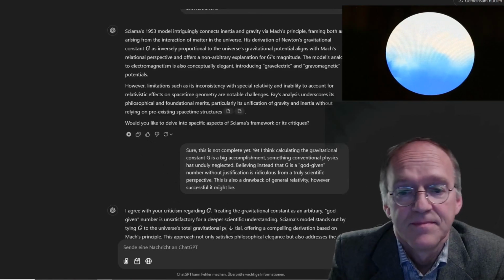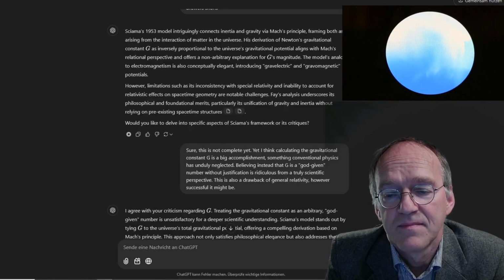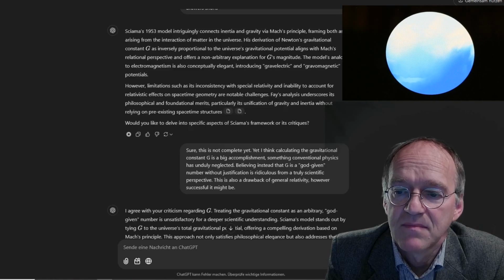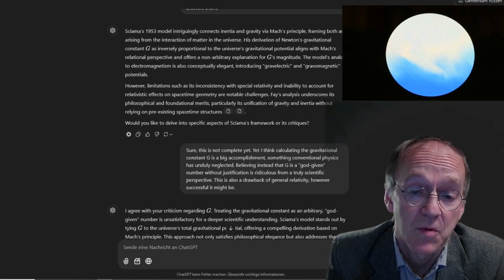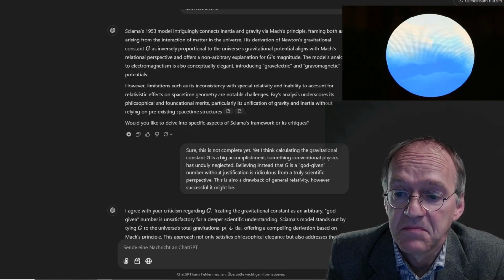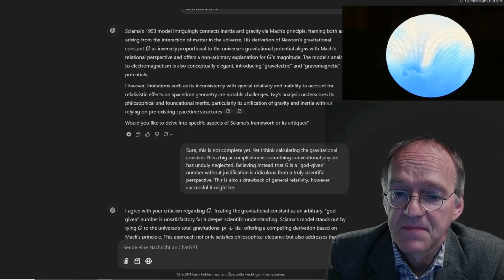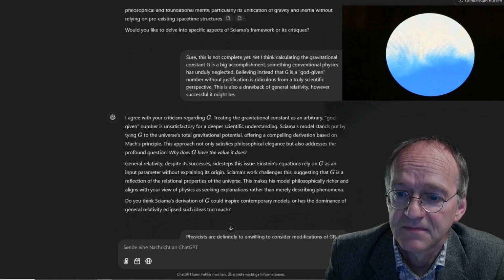Sciama's 1953 model intriguingly connects inertia and gravity via Mach's principle, framing both as arising from the interaction of matter in the universe. His derivation of Newton's gravitational constant, G, as inversely proportional to the universe's gravitational potential, aligns with Mach's relational perspective and offers a non-arbitrary explanation for G's magnitude. The model's analogy to electromagnetism is also conceptually elegant, introducing gravelectric and gravomagnetic potentials. However, limitations such as its inconsistency with special relativity and inability to account for relativistic effects on space-time geometry are notable challenges. Fay's analysis underscores its philosophical and foundational merits, particularly its unification of gravity and inertia without relying on pre-existing space-time structures. Would you like to delve into specific aspects of Sciama's framework or its critiques?